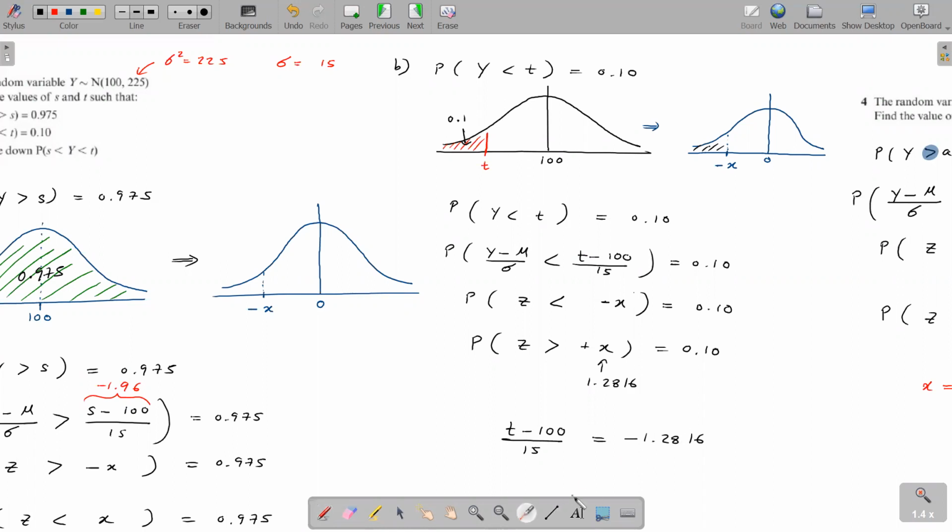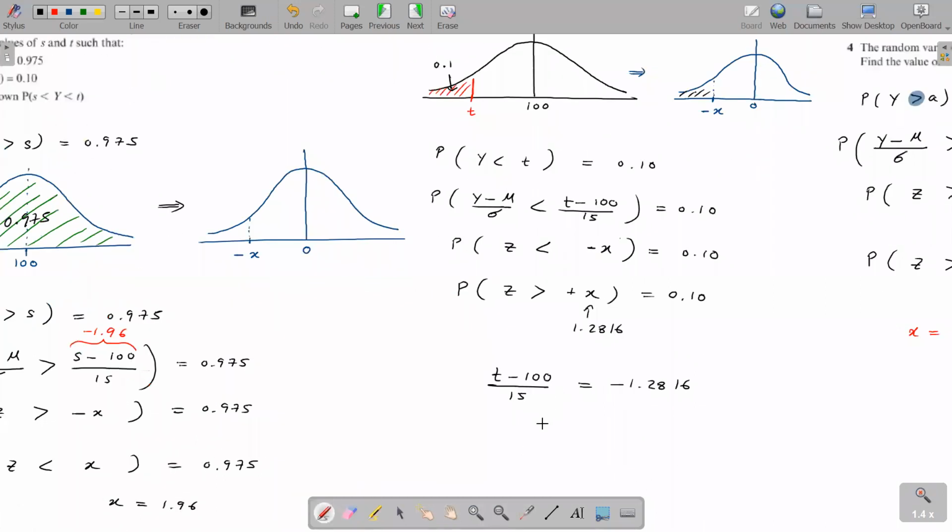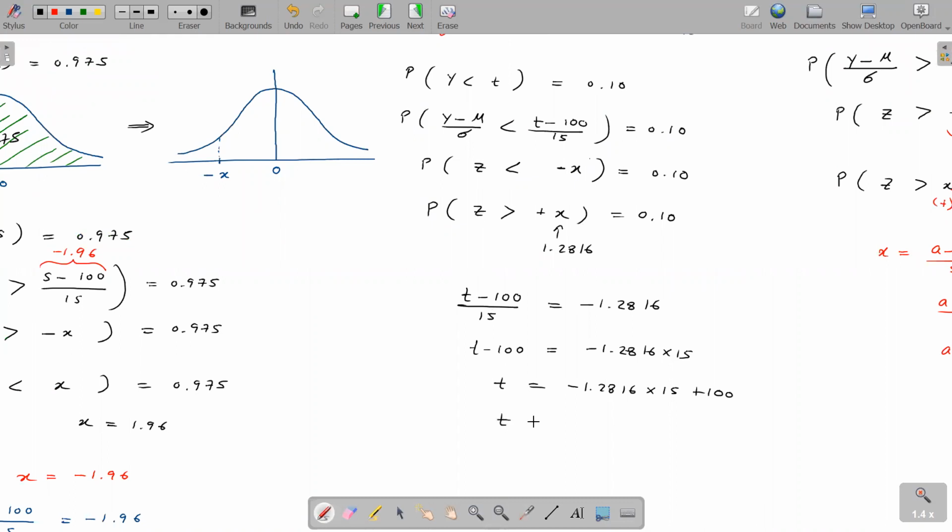Because guys, this is what they want to see. Okay, so this is because you know this is the negative value. So the real value you want is minus 1.2816. So minus 1.2816 times 15. So T equals minus 1.2816 times 15 plus 100. Okay, guys, and you get the P value.